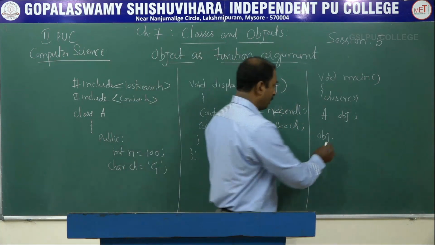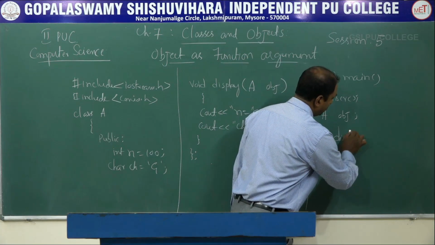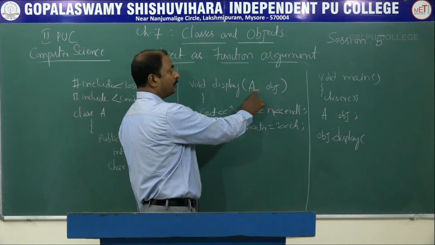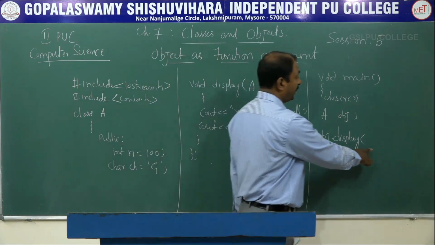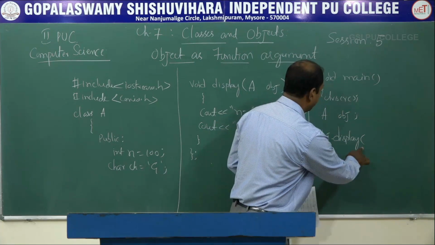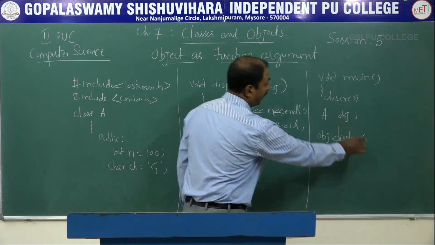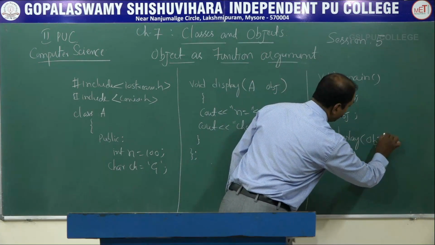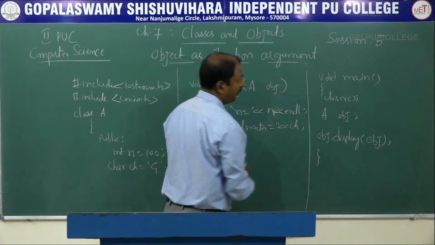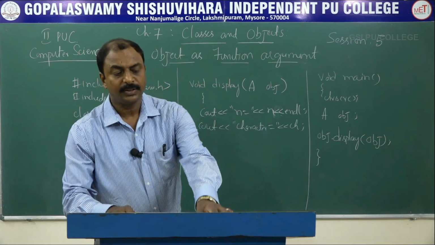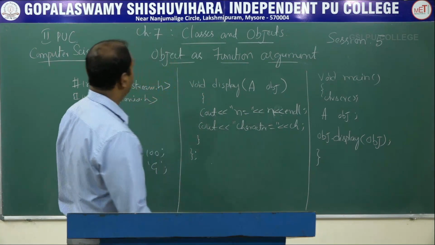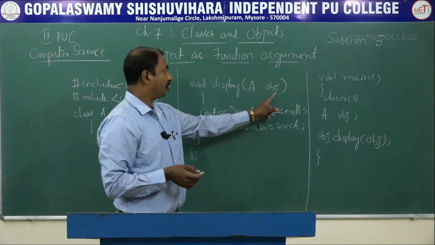The function name is display. obj.display, and here this function has an object as a parameter. We are supposed to write the object of a class. So what is the object of the class here? The object is obj. So I say just obj and a semicolon, and this closes the main function. Students, just observe this. This is a simple example to work with object as a function argument.